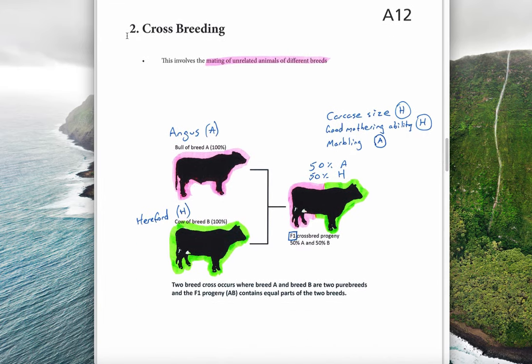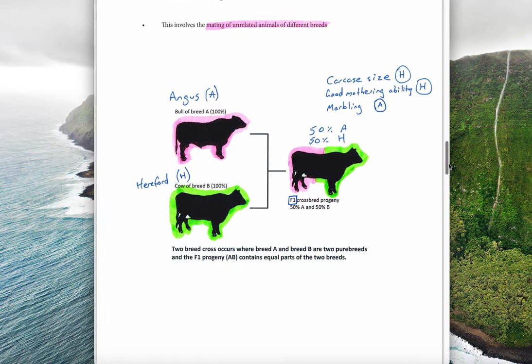Number 2, this is the second one we need to know: crossbreeding. Crossbreeding is pretty straightforward. It just involves the mating of unrelated animals of different breeds. So these animals are not related to each other in any way, like the previous line breeding example, and they must come from different breeds. They cannot be from the same breed. That is what crossbreeding means, across different breeds.